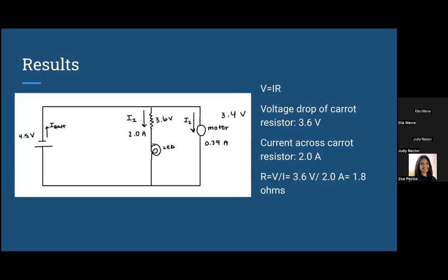For our results for the experiment, we used Ohm's law, and we looked at the voltage drop across the resistor, which was 3.6 volts, and the current across the caret resistor, which was 2.0 amps. Then using Ohm's law, we were able to calculate the resistance of our Plato resistor, which was found to be 1.8 ohms.